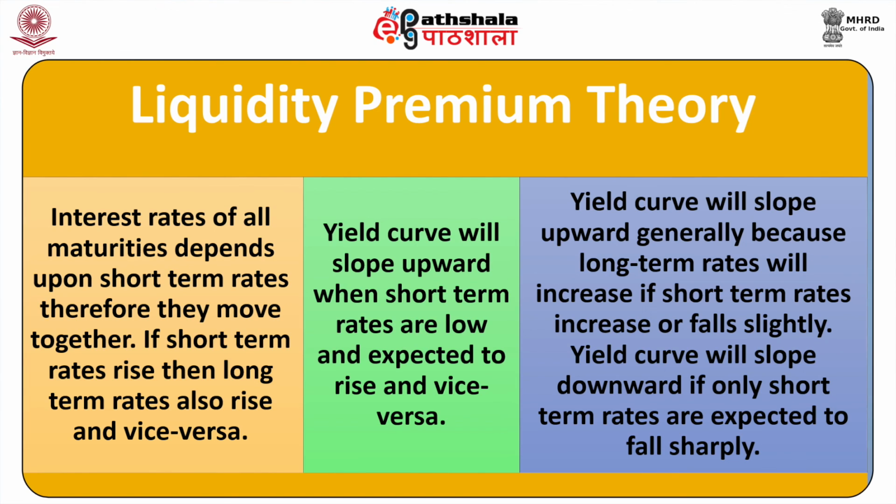2. Yield curve will slope upward when short-term rates are low and expected to rise, and vice versa. 3. Yield curve will slope upward generally because long-term rates will increase if the short-term rates increase or fall slightly. Yield curve will slope downward only if short-term rates are expected to fall sharply.